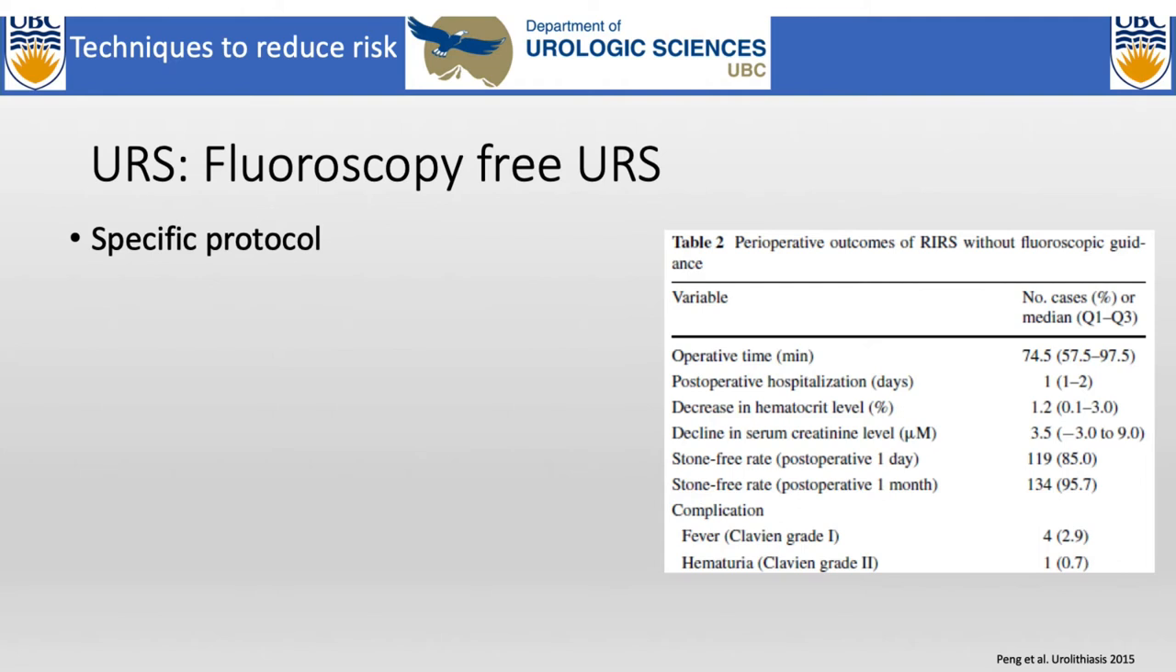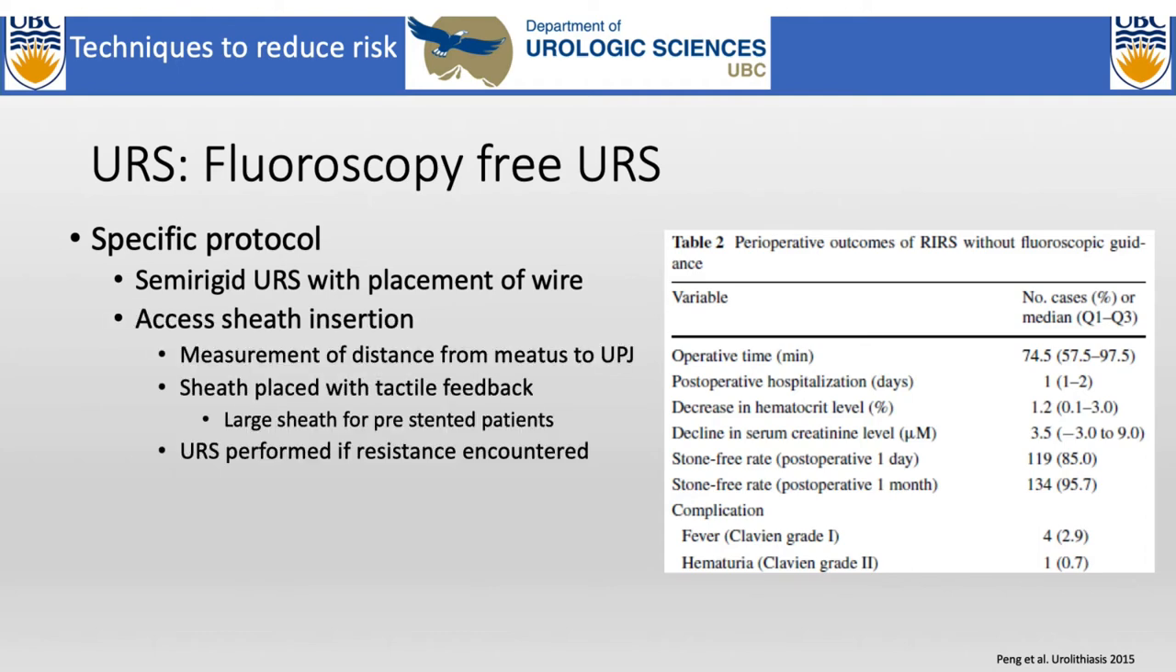So they have a very specific protocol, in the paper that was published back in 2015. They first of all go in with a semi-rigid ureteroscope and place a wire under direct vision. They measure how far up it is to the UPJ, and then they remember that for when they put their access sheath in, so they know how far to put their access sheath in. The sheath gets placed over a wire with tactile feedback only, no fluoroscopy, which to most of us would sound a little odd.